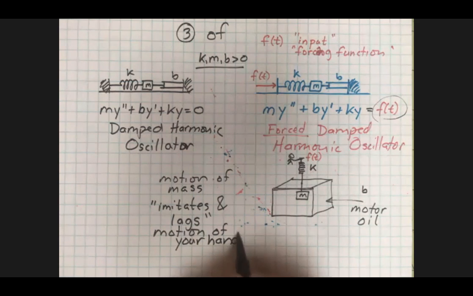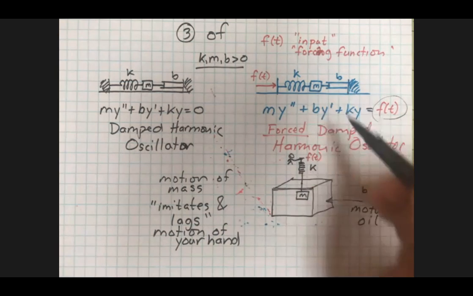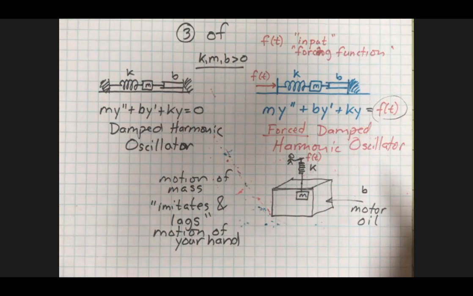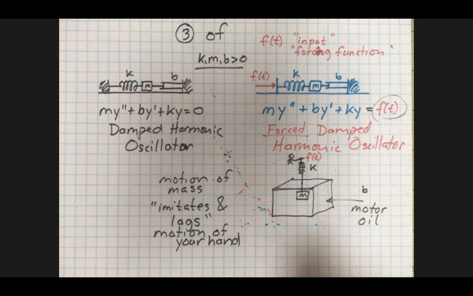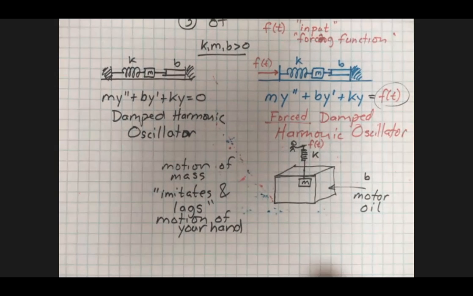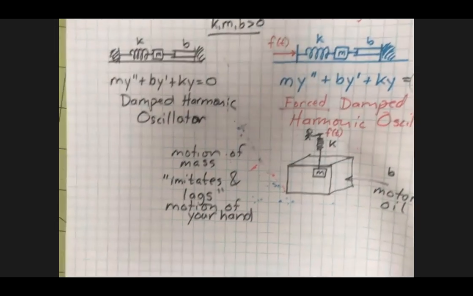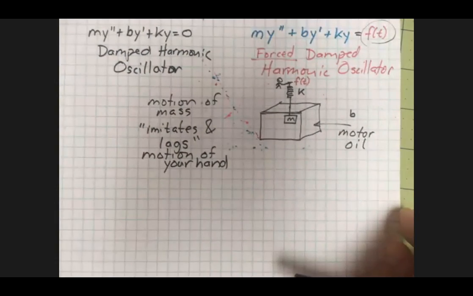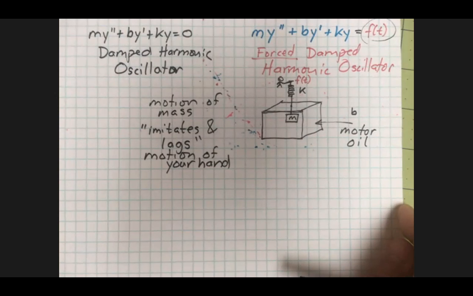So that is an image or an analogy of what a force-damped harmonic oscillator could look like. It could look like other things too, but that's an example, okay? So now let's try this out. Let's take this for a test drive with a couple of interesting forcing functions.